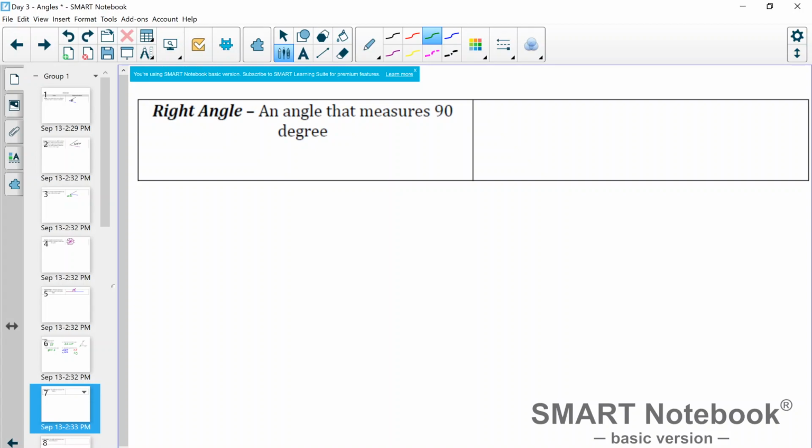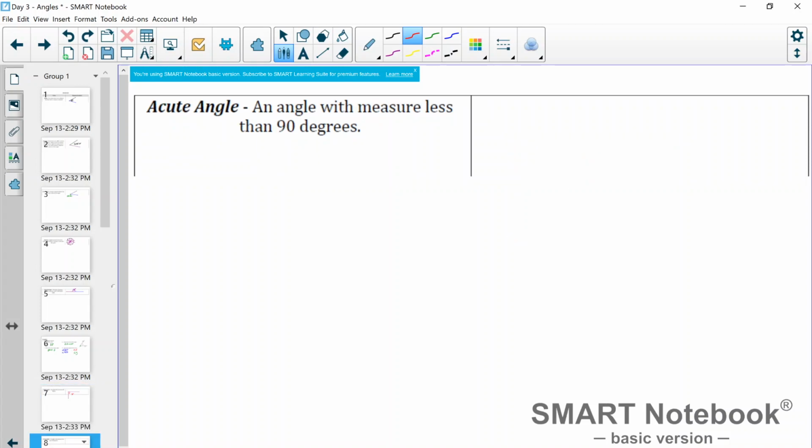Right angles, 90-degree angles. So this goes back to the segment and segment bisector. So if I have an angle here and an angle straight down, I now have a right angle, usually noted by a little red square in the corner, and that means 90 degrees. An acute angle is an angle with less than a 90-degree measurement. So a very small angle, this would tell me we have an acute angle.